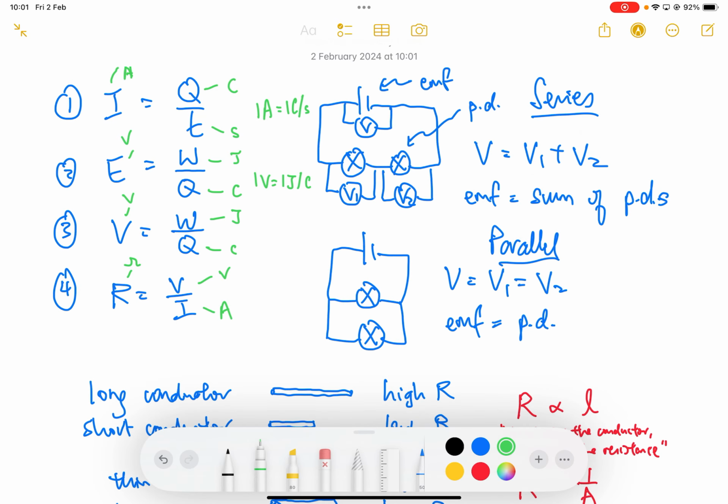Okay, let's summarize what we have done so far. Five formulas in this chapter. So the first formula is current is the rate of flow of charge, I equals Q over T. So 1 ampere is equivalent to 1 coulomb per second. Current is the rate of flow of electric charge.